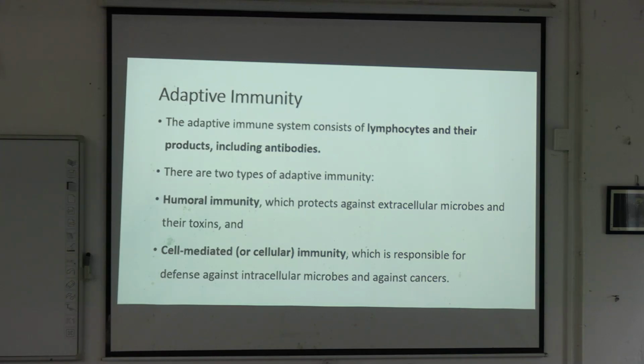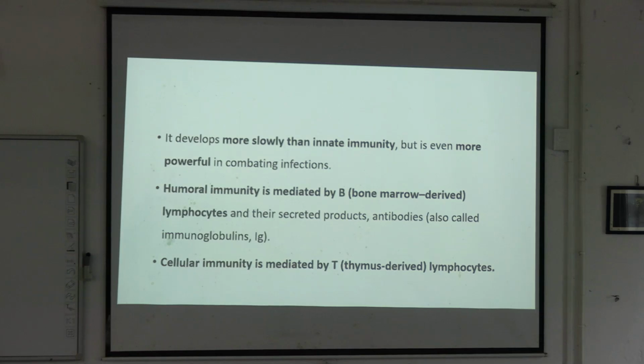Now, adaptive immunity. The adaptive immune system consists of lymphocytes and their products, including antibodies. These are of two types: humoral immunity and cell-mediated immunity. Humoral immunity protects against extracellular microbes and their toxins. Cell-mediated immunity is responsible for defense against intracellular microbes and against cancers. It develops more slowly than innate immunity, but is even more powerful.